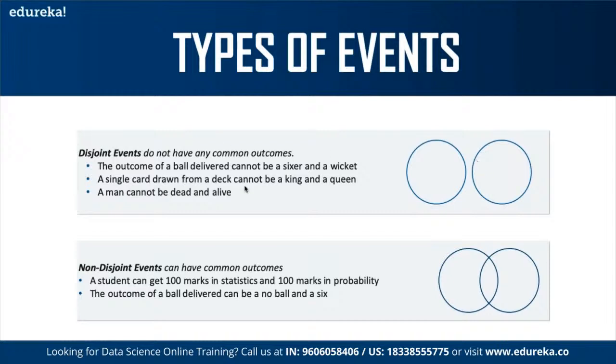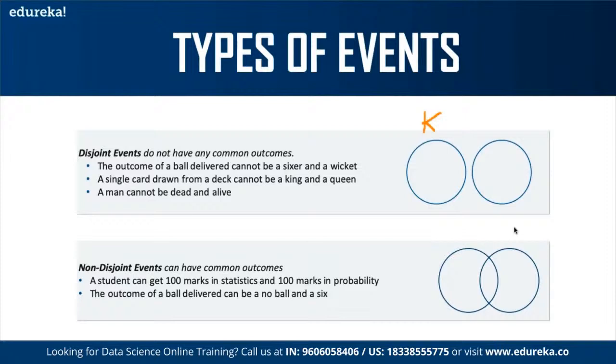A single card drawn from a deck cannot be a king and a queen both. It cannot be possible. Yes, if we want it to be in specific colors altogether, then that would have overlap, but not king and queen both, right? A man cannot be dead and alive both. So these are considered disjoint events, when there is no possibility of one event overlapping with the others, right? And non-disjoint events are the same way.